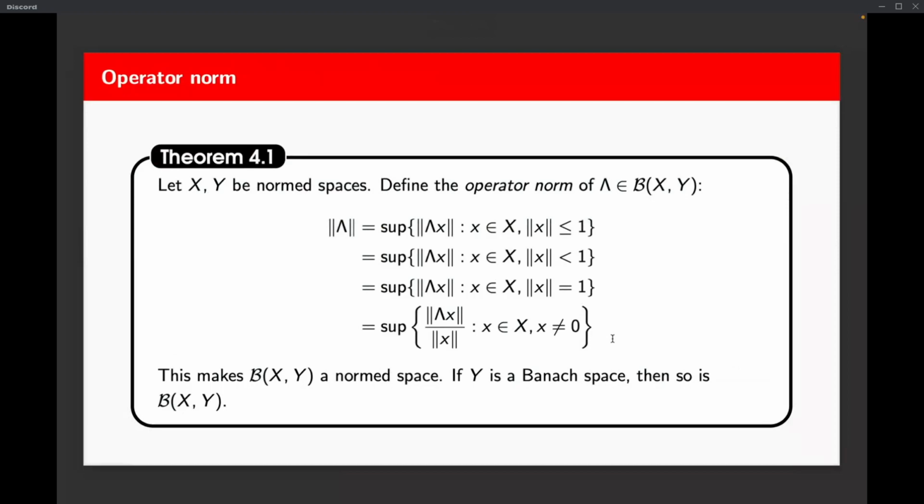So the main content of the theorem is that this does indeed give us a normed space, and also that if Y is a Banach space, then so is B(X,Y) under this norm. So the Banach space being a complete normed space.